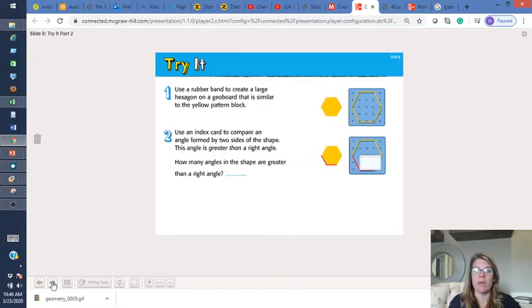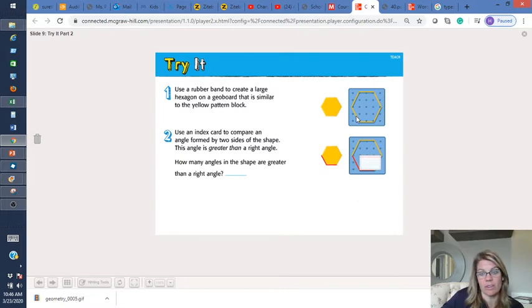Okay, this one, they want you to make a hexagon, which of course we also don't still have. A hexagon, hex means 6, remember? And so we have a 6-sided figure. Now, it wants you to compare an angle formed by 2 sides of the shape and find an angle that is greater than a right angle. So all of these angles in here are actually greater than a right angle, because you can see if you put this index card right here and you're measuring this angle, it would be a right angle if it went like this. It would be an acute angle if it came out this way, but it's bigger. It's an obtuse.